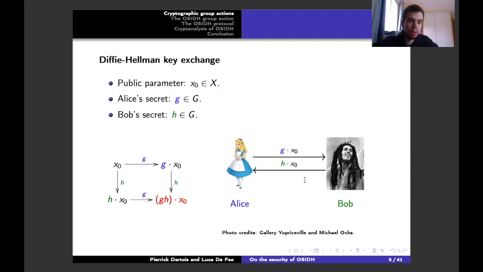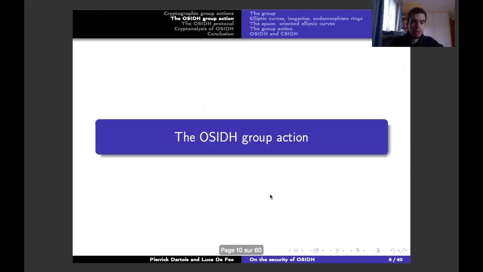Then Alice and Bob will be able to recover the shared secret key GHX0 by acting with their secret on the data they received from one another. They will find the same secret key because the group is abelian, and the protocol will be secure because the group action is one way. Now, let's see how the group action works.